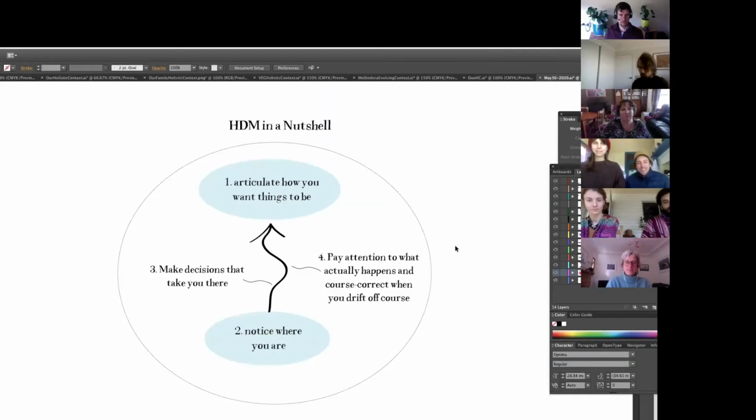Maybe I'll just share, reorient ourselves to the big picture here. So we've set the scene. We've spent a bit of time on number one, number two. Of course, it's a thing. There's aspects to it. There's more to be said, but we've at least touched on it. Let's talk a little bit about making decisions that take you there.